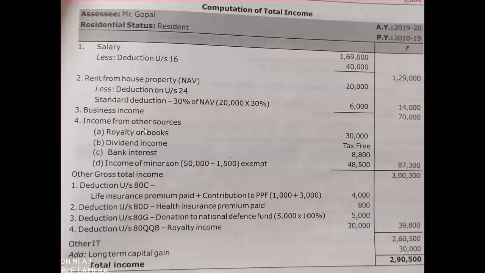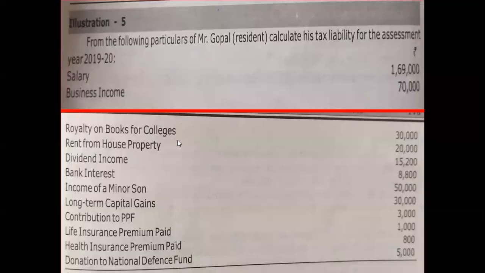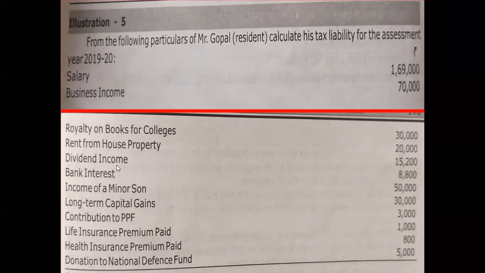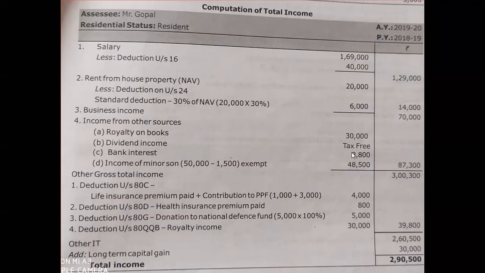Next, income from other sources they have given, that is royalty on books for colleges 30,000. So he has not made any expenditure. So royalty on books 30,000. Next, dividend income is a tax-free income, since we have assumed that it is an income from an Indian company. So dividend income tax-free. Bank interest 8,800 we have taken directly, and income of minor son, already I have explained, comes under the provision called clubbing of income. So in such a case, the assessee can claim up to 1,500 as an exempted amount. So 50,000 minus 1,500, 48,500 will be the income from the minor son.